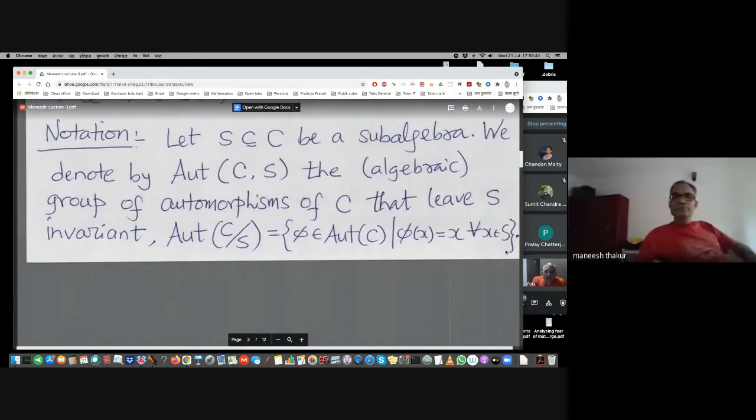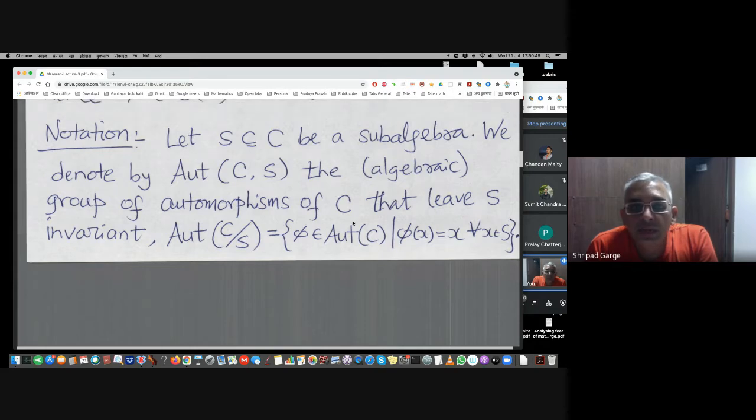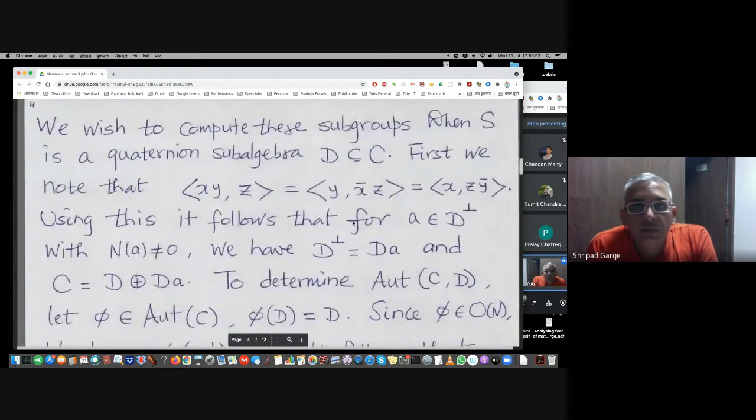Yeah. Okay. So S is a subalgebra. For any subalgebra, we can define Aut_C S. This is the subgroup of automorphisms that leave S pointwise invariant. We wish to compute these subgroups when S is a quaternion subalgebra.